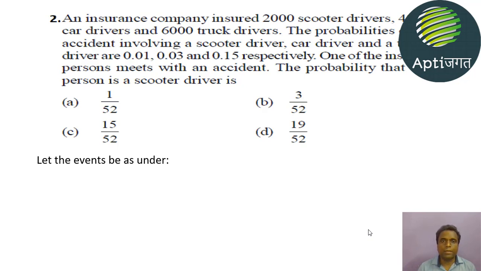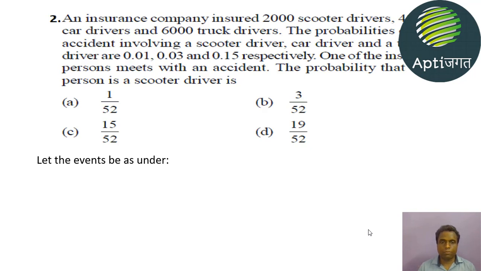An insurance company insured 2000 scooter drivers, 4000 car drivers, and 6000 truck drivers. The probabilities of an accident involving a scooter driver, car driver, and a truck driver are 0.01, 0.03, and 0.15 respectively. One of the insured persons meets with an accident. The probability that the person is a scooter driver is what?